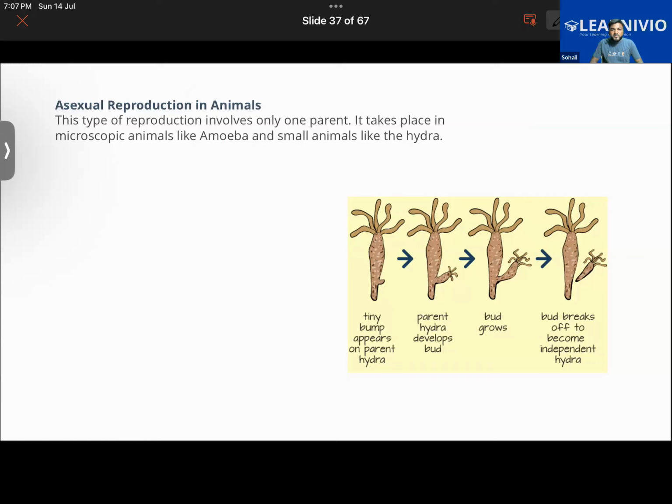Okay, so now we are going to learn about asexual reproduction in animals. This type of reproduction requires only one parent, and it takes place in most microscopic organisms like amoeba, and small animals like hydra and paramecium. First of all, we are going to learn about asexual reproduction in animals by budding.